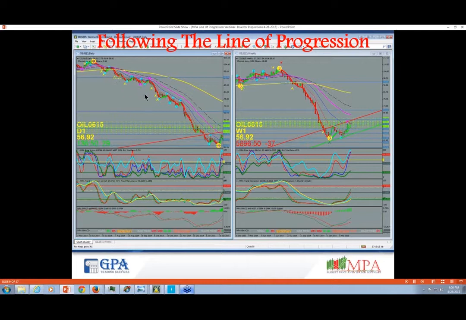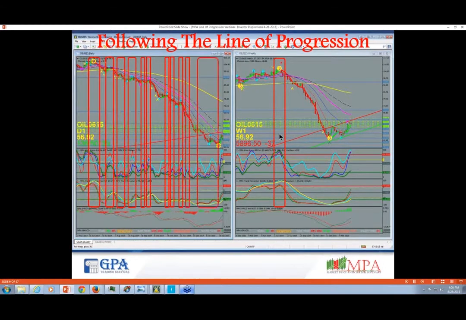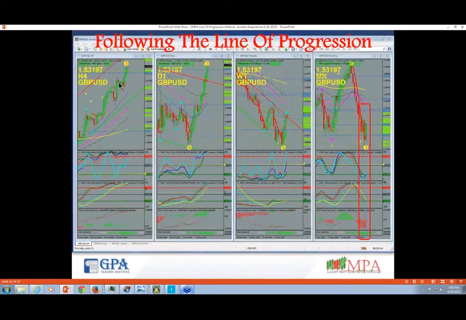Instead of selling daily slingshots lower, we're going to start buying daily slingshots higher and ride that weekly out for as long as it'll go. As we can see again, over and over and over, it repeats itself. Now let's look at an example of a different pair, for those of you that trade Forex.